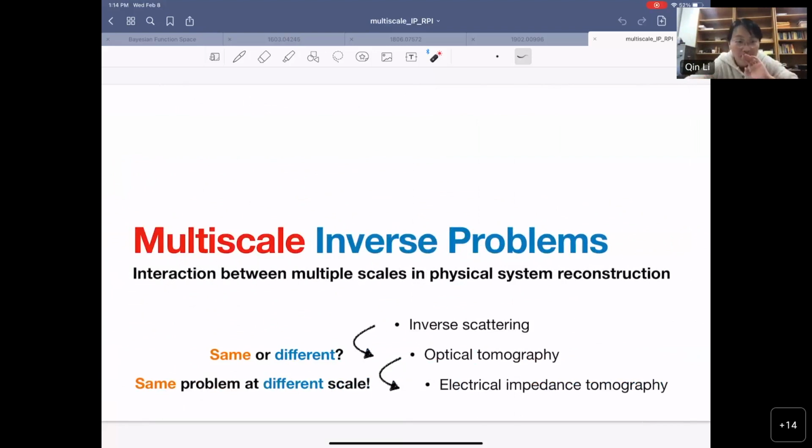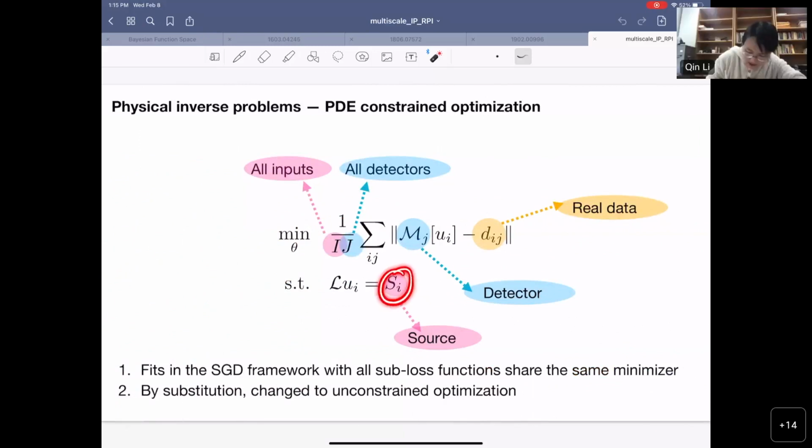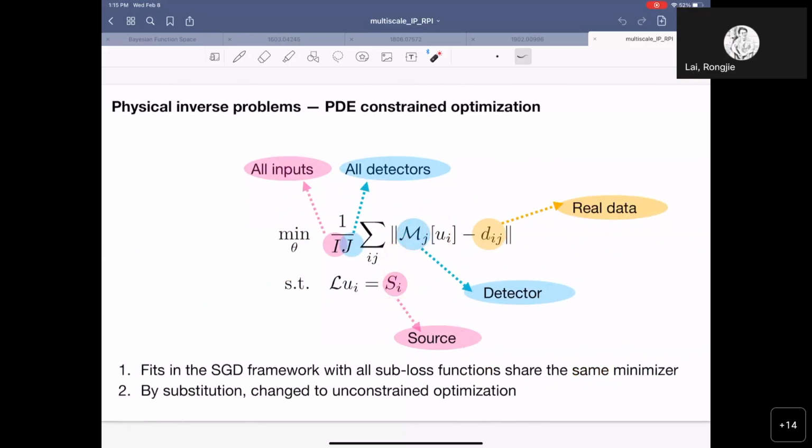Yes. Can I have a quick clarification of your notation? So I assume the S_i and the D_ij are sort of the given training data. Right, S_i is the input of the machine, and M_j is the detector. So together they give the simulated data. Okay. Right. Then you're comparing the simulated data with the true data. Right. Okay. The L depends on theta. Right, L depends on theta. Yeah, you're right. Thank you.